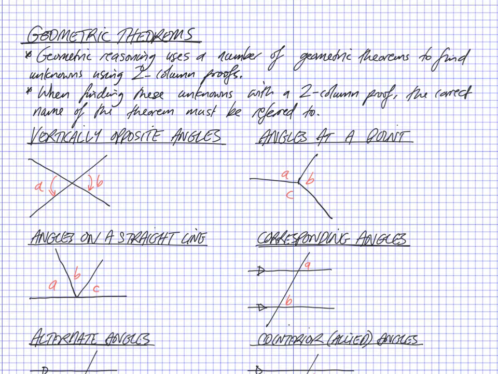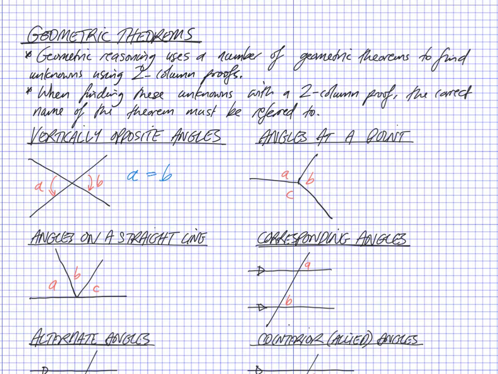One of the first geometric theorems is the idea of vertically opposite angles. If you have two straight lines that intersect, the angles opposite each other across those two crossing straight lines, across the intersection, they are equal. So A is going to equal B due to vertically opposite angles.